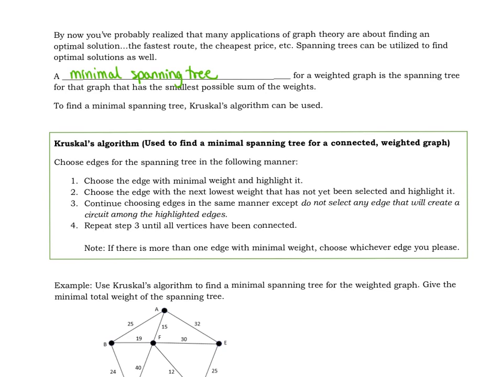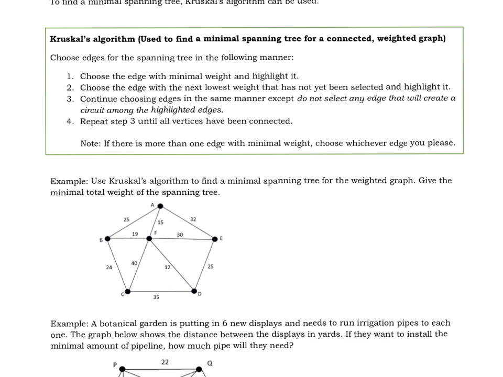Again, whether that's a cost, whether it's a distance, whether it's a time, that's irrelevant. Whatever the topic is, we want the smallest possible sum. And Kruskal's algorithm is what can be used for that. So we're going to walk through this next example. And again, I'm just going to read Kruskal's algorithm and we're going to walk through it one at a time.